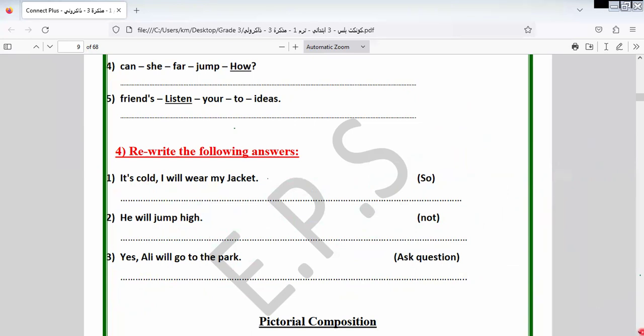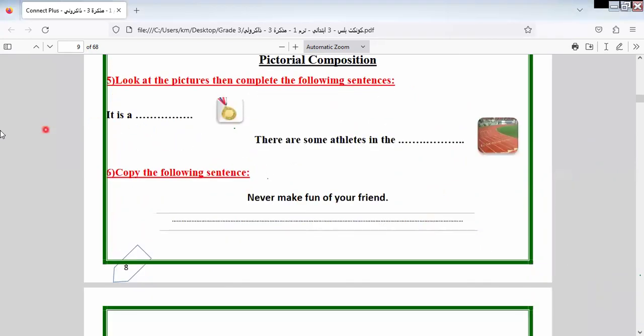Let's continue the rest of the unit. Here we have, it's a what? It's a middle. It will be here a middle. There are some athletes in the track. The lesson is about the track, so it will be the track.